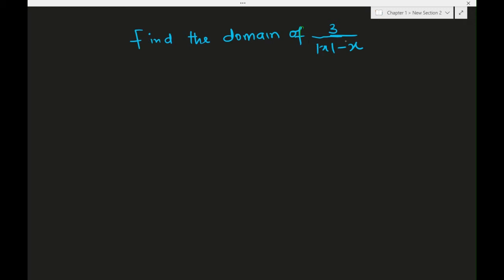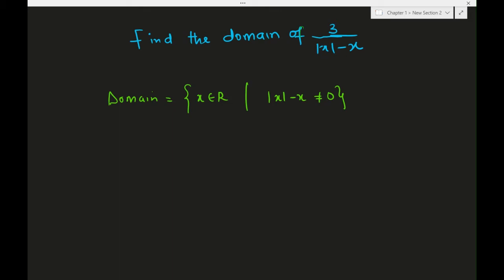So to find the domain of this function, we need the values of x such that this expression will make sense. In other words, we want to have a real number. We will try to avoid having 0 in the denominator. So in other words, I can say the domain will simply be any x in R such that absolute value of x minus x is not equal to 0. We want to avoid this one.